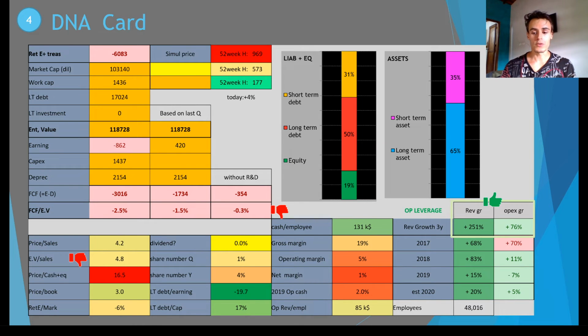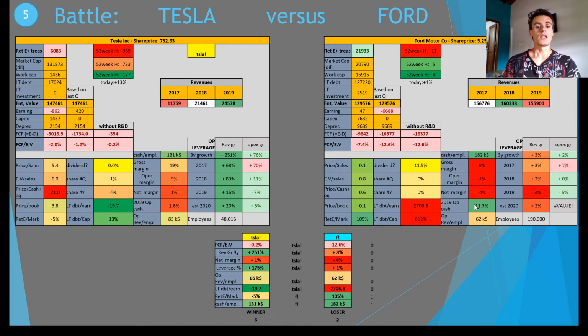Now let's go to the comparison with Ford, and that's going to be a very interesting one. Here I did exactly the same DNA card, so I copied the DNA card from Tesla that you saw on the previous slide, and I did the same homework for the company Ford. Basically what I'm trying to do is extract the most important values from each, compare them face to face, and give 1 point if one of the companies is beating the other one.